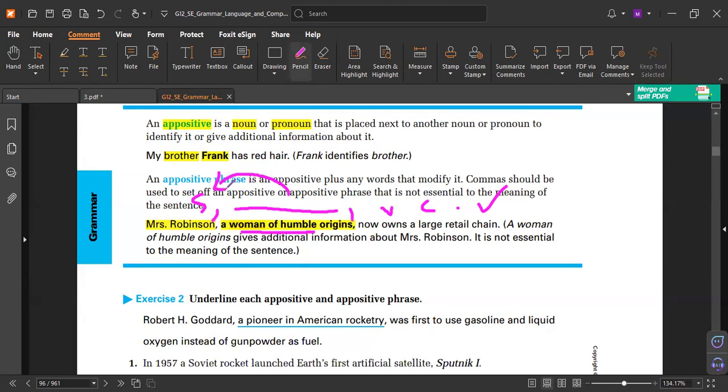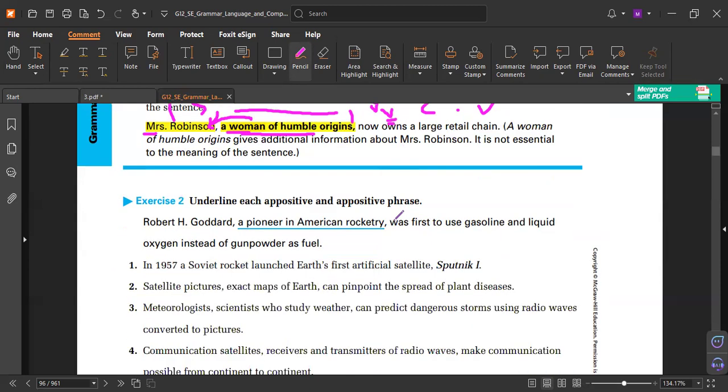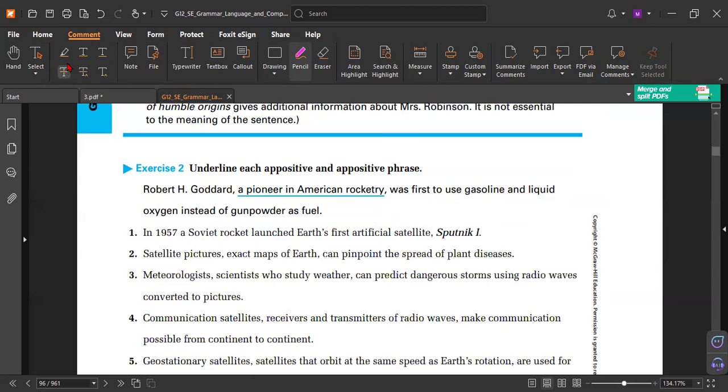Because who is Mrs. Robinson? Woman of humble origins. Woman describes the female, not women, plural, not men, plural. It's Mrs. And Mrs. owns, so this subject agrees: agreement, single, plural. So the apostrophe phrase can be in the middle.